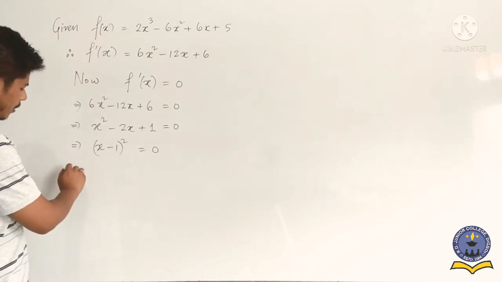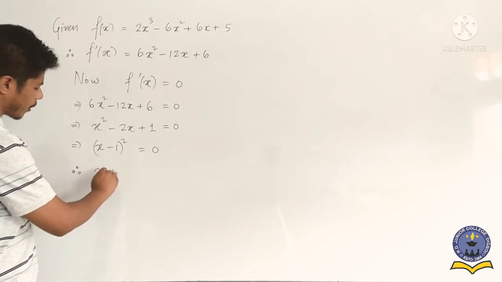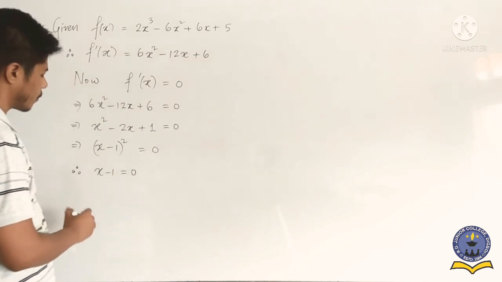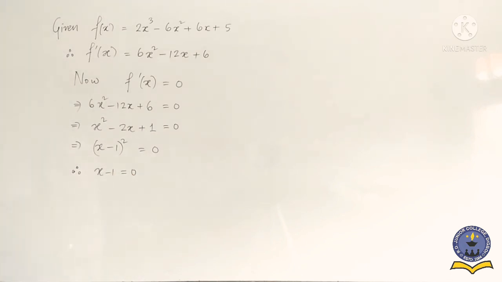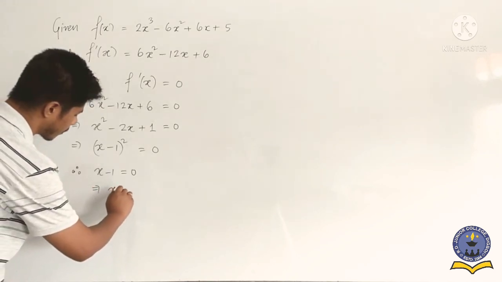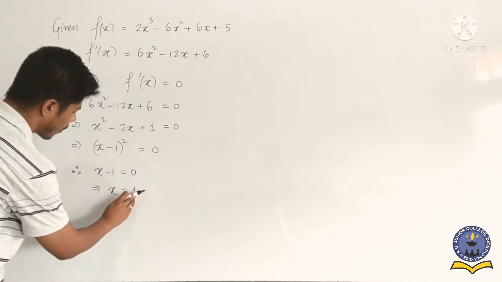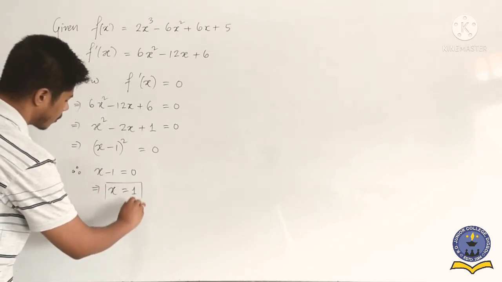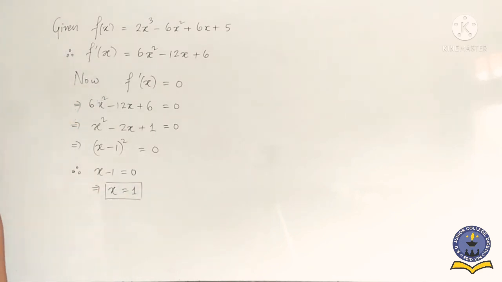So from here we can easily write either x minus 1 equals 0 or x minus 1 equals 0. Ultimately the meaning is the same, so we write x minus 1 equals 0. And from here we get the value of x equals 1, which is our critical point. Isn't it? So now at this critical point we have to verify whether it is a maximum or minimum.